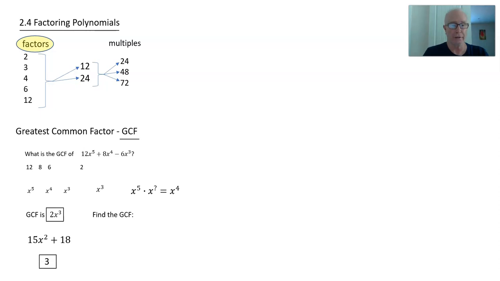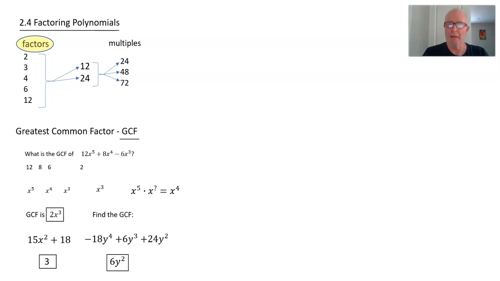All right, try this one. Negative 18y to the fourth plus 6y to the third plus 24y squared. What's the greatest common factor? If you need to, pause the presentation, figure that out, and then restart. The greatest common factor is 6y squared. 6 goes into all of the numbers. Y squared goes into all of the variables.